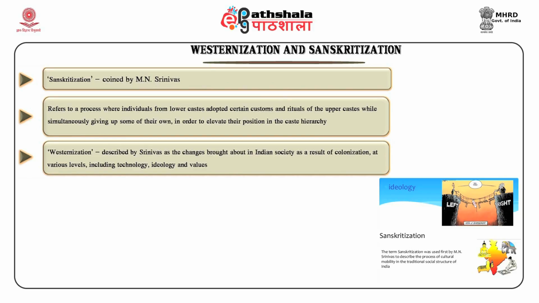Singh argues westernization, on the other hand, is described by Srinivas as the changes brought about in the Indian society as a result of colonization at various levels, including technology, ideology and values. According to him, the colonial era brought with it the values of rationalism and humanitarianism, which were concretized through the new educational, technological and scientific institutions established by the British rulers. Although westernization was largely ushered in by the upper caste, it had an impact on all castes, thereby bringing about radical changes in the Indian social structure, argues Deshpande.